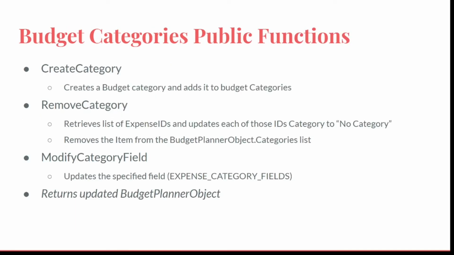Now getting into the public functions, these functions are intended to be larger actions that combine a lot of those smaller actions. So creating a category, we are going to create a budget category and then add it to the budget categories list, and add an empty list of expenses. Removing a category, it's going to retrieve the expense IDs, update each of those IDs' categories to no category, and then remove that item from the budget planner object categories list. Modifying a category, this is going to update the specific field based on the expense category field's constant, and then return a budget planner object.